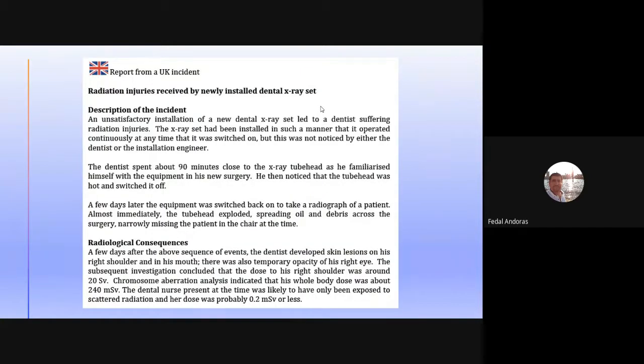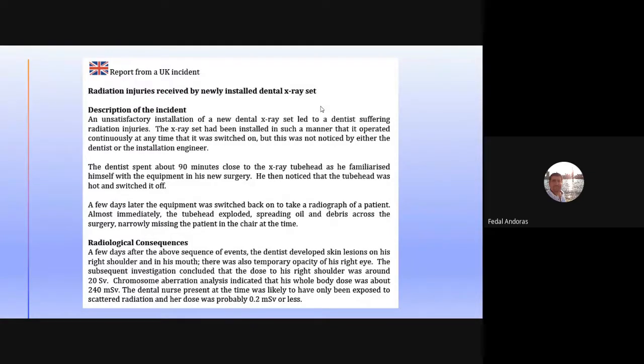Look at this catastrophe. It almost happened to me, but thank God we could manage that. This is from a report of a UK incident: radiation injuries received from a newly installed dental X-ray set, which here they mean a dental periapical one. In most of the clinics, they have the dental X-ray in the treatment room, the room that the dentist is working in. Description of the incident.